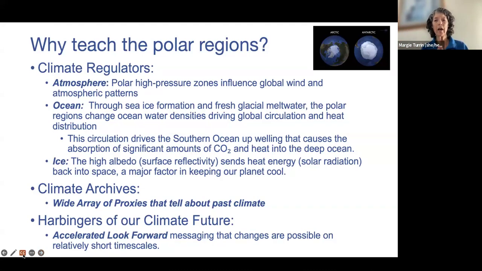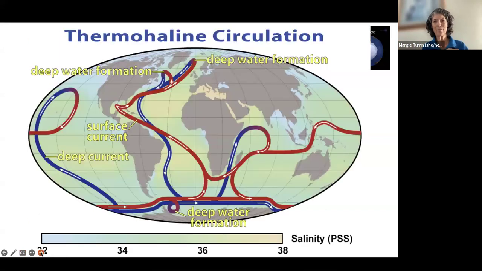And that is also responsible for this wonderful upwelling in the Southern Ocean, which is really important in terms of absorbing significant amounts of CO2. So we'll take a quick look at that thermohaline circulation. Again, this is a great way of connecting students to how these regions are not isolated. They really are an incredibly important part of how all of this heat is redistributed around the Earth system.